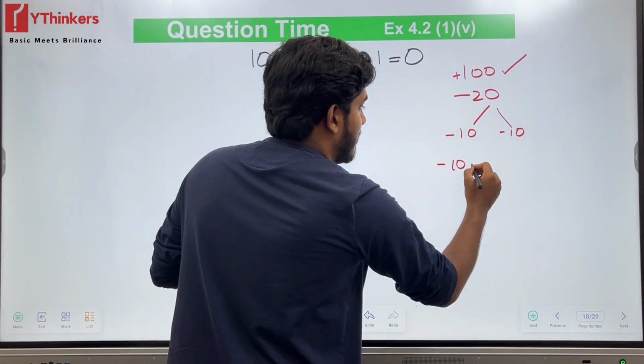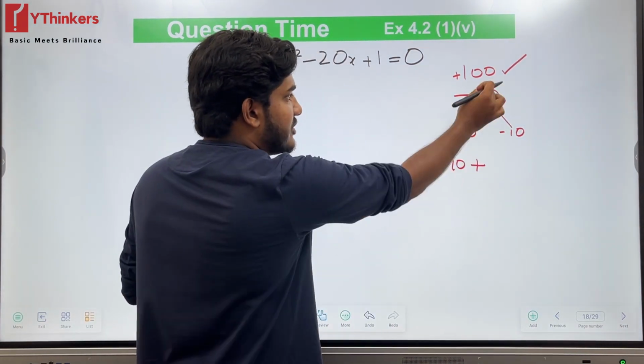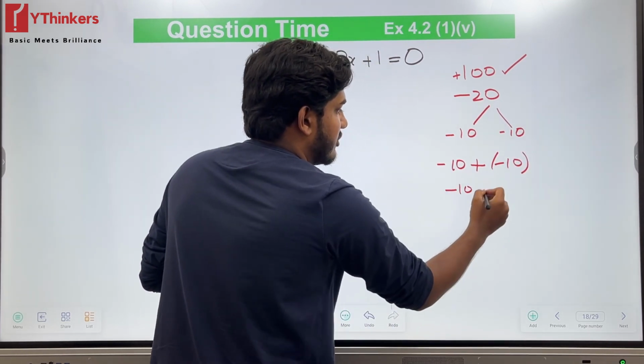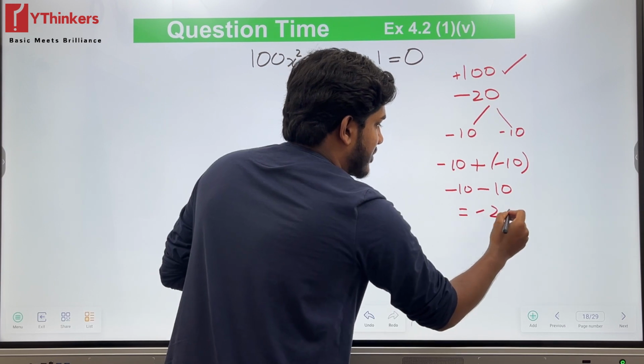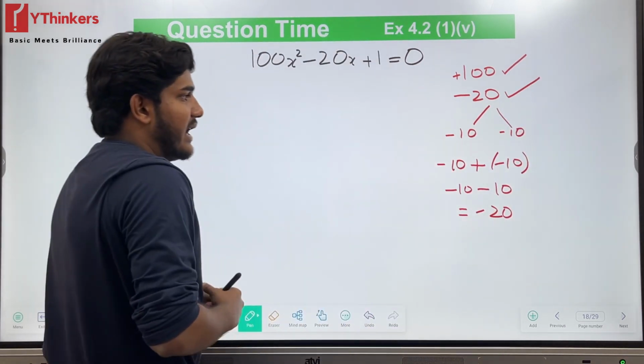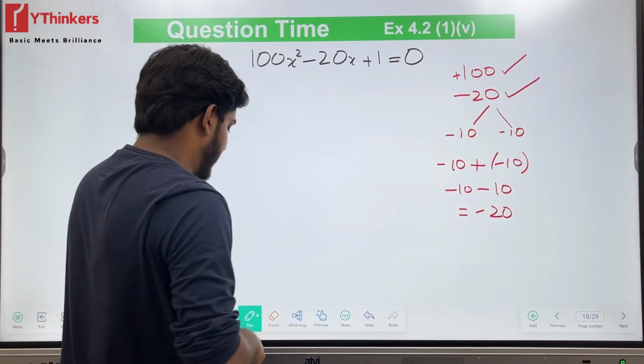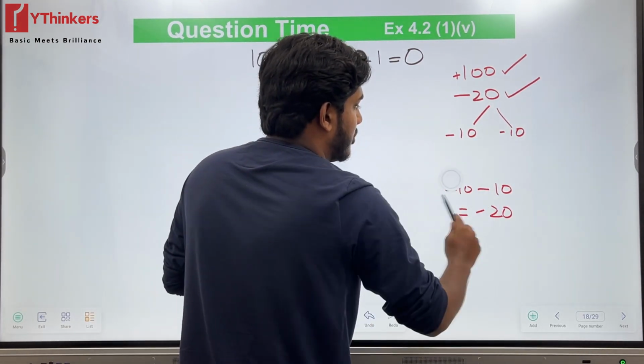Minus 10, I have to add them, right? If I add them, I should get back this number, plus minus 10. Can I write minus 10 plus minus 10? So I'm getting minus 20. Correct. Second condition also solved. I have to add these two numbers and I have to get minus 20. Yes. When I added, I got minus 20. So I've got two factors now.